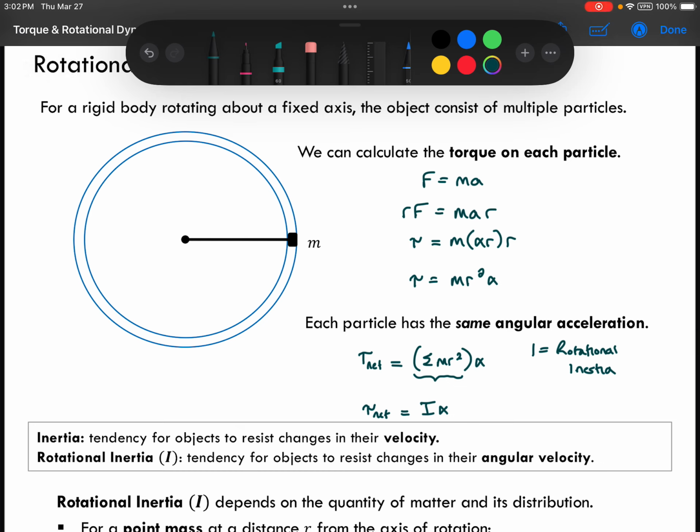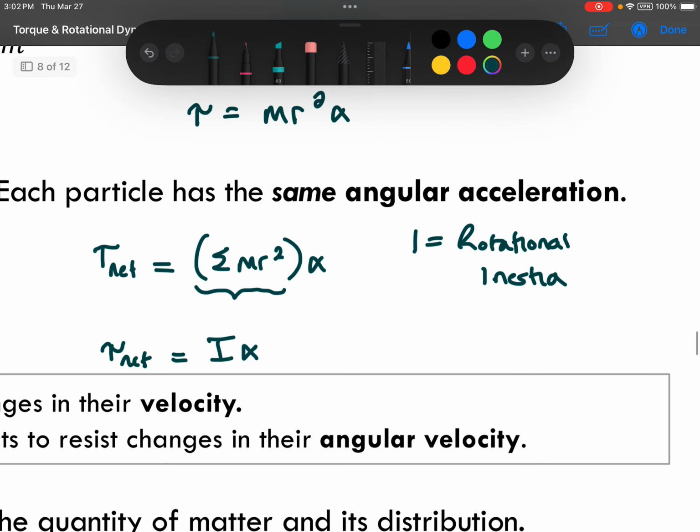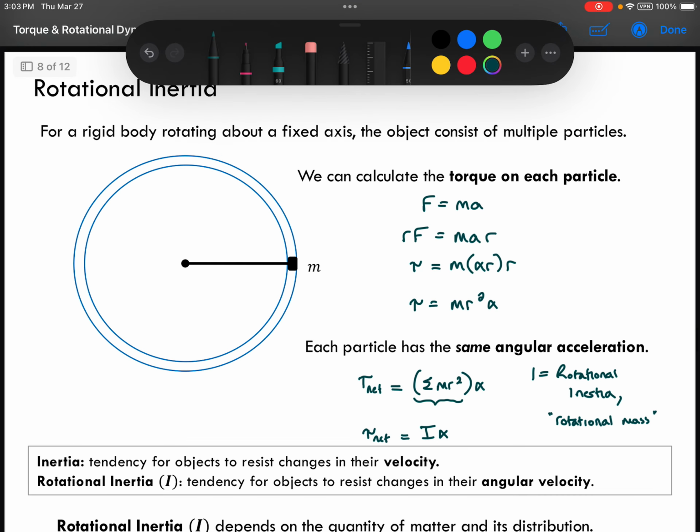And so inertia, we're going to define that. If y'all recall, it's the tendency for objects to resist changes in their velocity. And rotational inertia is the tendency for objects to resist changes in their angular velocity. And so we can think of I as the rotational form of mass, almost. All right, and that is what we will be talking about in today's topic.